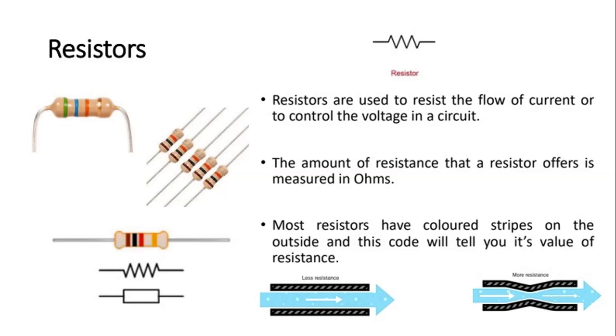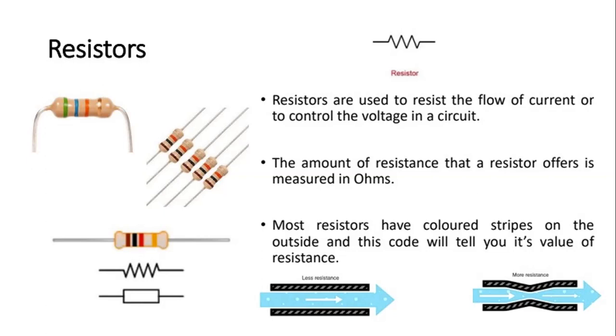Resistors are used to resist the flow of current or to control the voltage in a circuit. The amount of resistance that a resistor offers is measured in ohms. The unit of resistance is the ohm. Most resistors have colored strips on the outside, and this code tells us the value of the resistor. As we see here, we can find out the resistor values through the color bands. In the next lectures we will see how to calculate the color values.